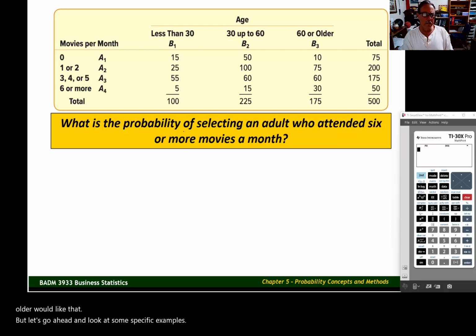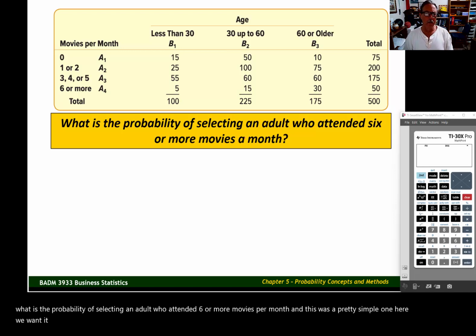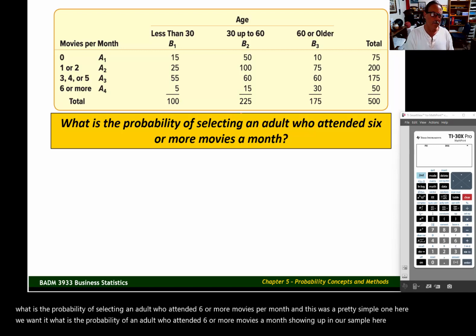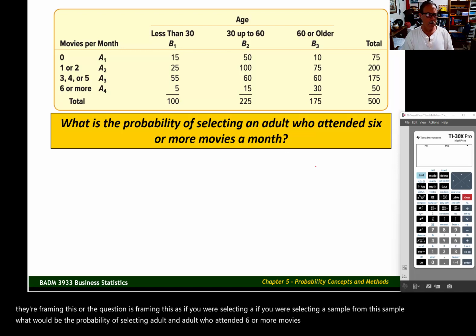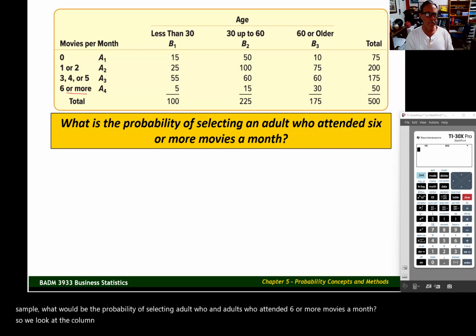What is the probability of selecting an adult who attended 6 or more movies per month? And this one's a pretty simple one here. We want the probability of an adult who attended 6 or more movies a month showing up in our sample here. The question is framing this as if you were selecting from this sample, what would be the probability of selecting an adult who attended 6 or more movies a month? So we look at the column 6 or more.